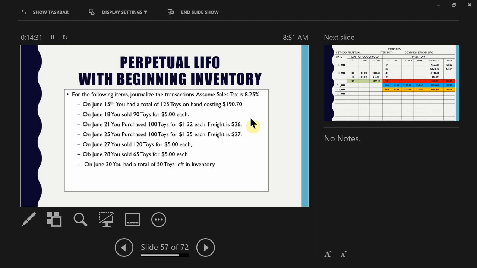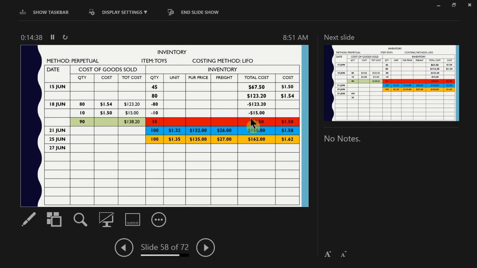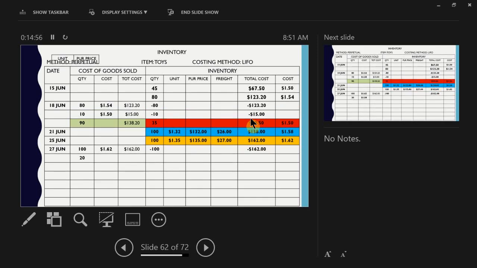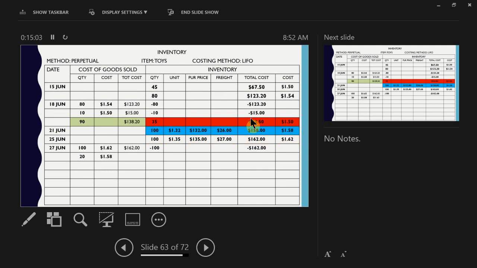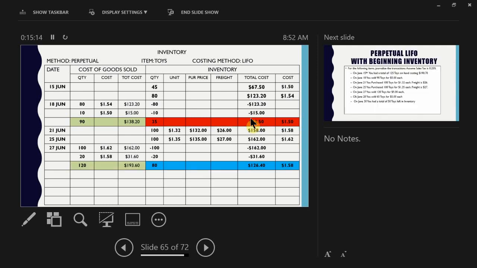Okay, so here, the example on June 27th is that now you sold another 120 units. So here, I'm going to be dipping into both batches, orange and blue. We're going to get rid of the entire orange batch. So this makes it a lot easier because now I can just sell out my entire batch. So there I got rid of my orange batch. Now I have to dip in 20 more from the blue batch. So 20 at $1.58 gives me a grand total of $31.60. I'm going to subtract that out of my blue batch, and now I have a total of 120 toys sold, and I have a total of 80 left remaining in my blue batch.